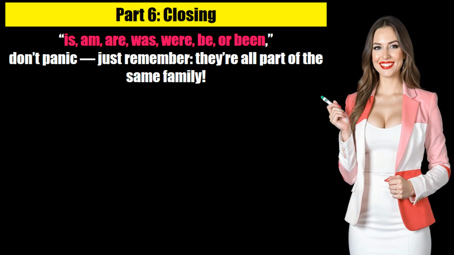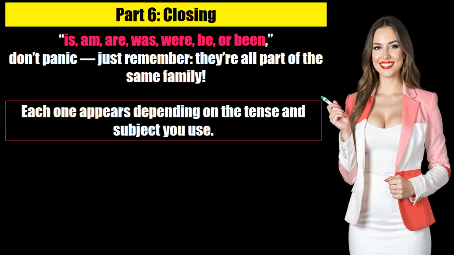So next time you see is, am, are, was, were, be or been, don't panic. Just remember, they're all part of the same family. Each one appears depending on the tense and subject you use.